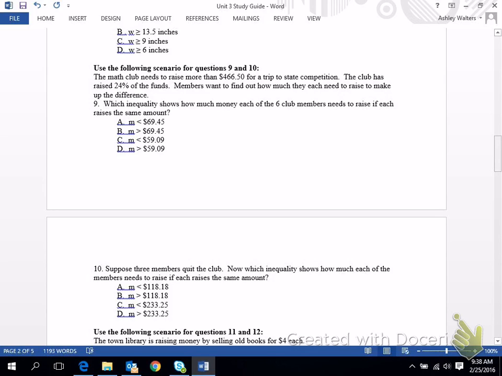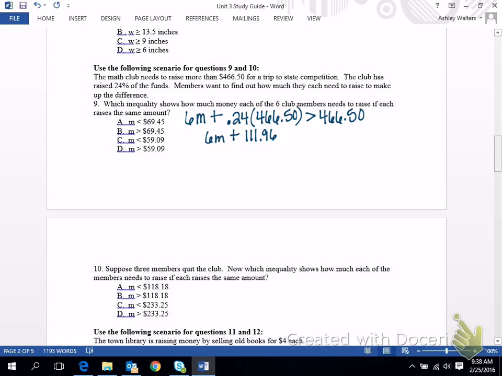So 6 people are going to be raising money and adding it to what they've already raised. And they've already raised 24% of what they need, which is $466.50. And combined, they want it to be greater than what they need, which is $466.50. So this is the inequality that you can use to solve. And 24% of $466.50 is $111.96. So that's how much they have already raised.